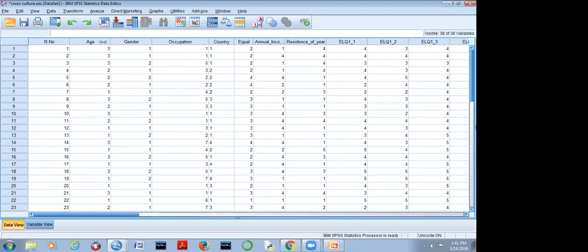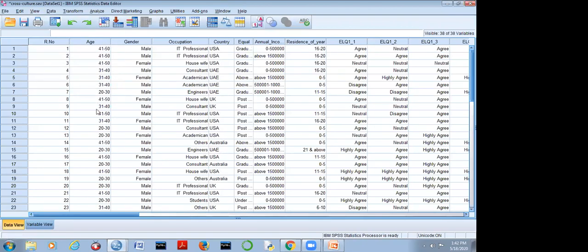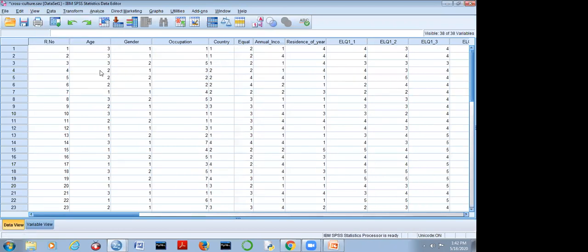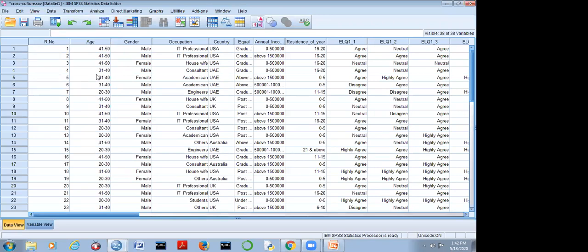If I view the data, the average age value is 2. What does this 2 represent? It represents 31 to 40. So what is the interpretation here? In this data set, in my respondents, the average age group of people lies in 31 to 40.